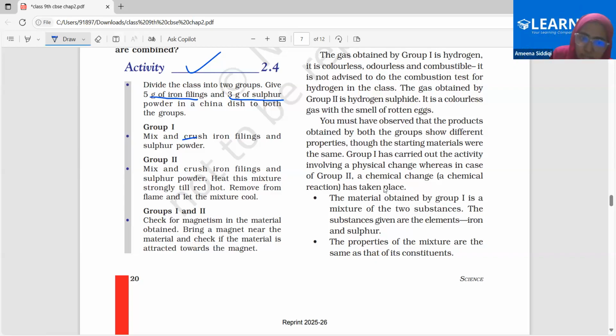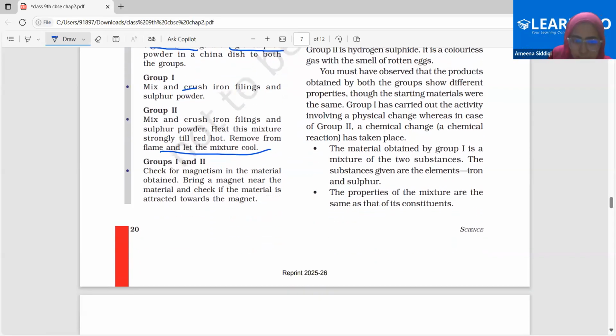Group 2: mix and crush iron filings and sulfur powder. Heat this mixture strongly till red hot. Remove from flame and let the mixture cool. In this way, what will actually happen? We will see it afterwards. Check for magnetism in the material. Bring a magnet near the middle and check if the material is attracted towards the magnet. Fine.